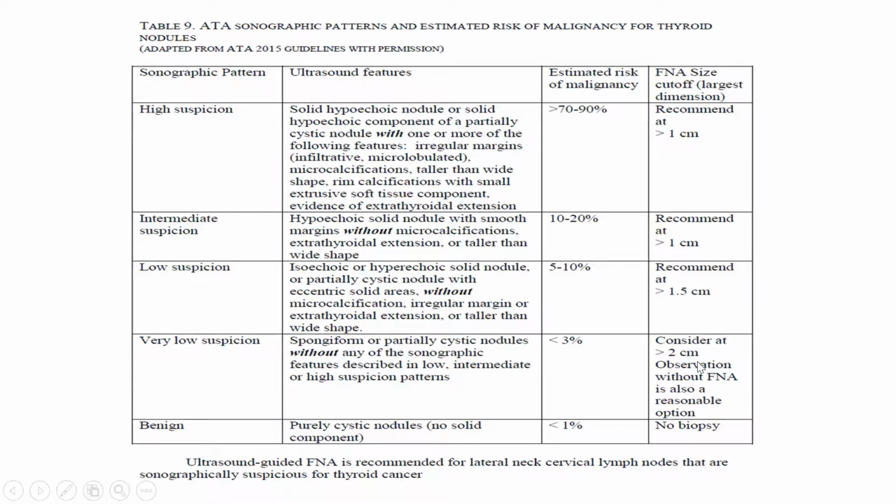So if there are low suspicious features, then you have to see the size. If it is 1 centimeter, then it's okay. But if it is more than 1 centimeter, then you must think about the size. And if it is more than 2 centimeter, then decide about doing an FNAC. In case the features show a benign category like purely cystic nodules with no solid component at all, then biopsy is not required regardless of the size.